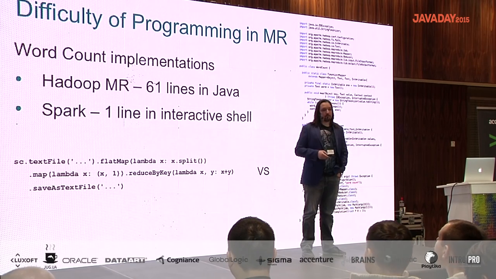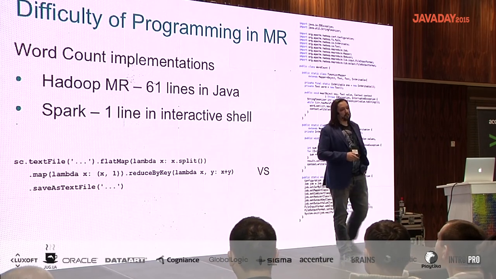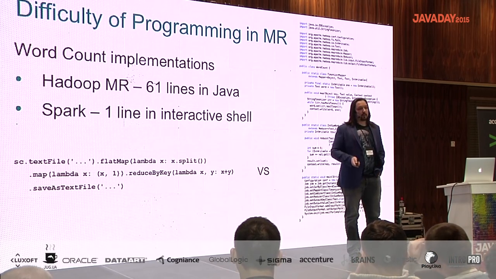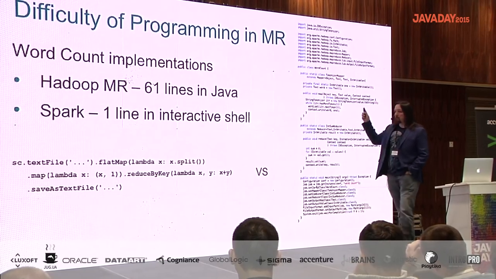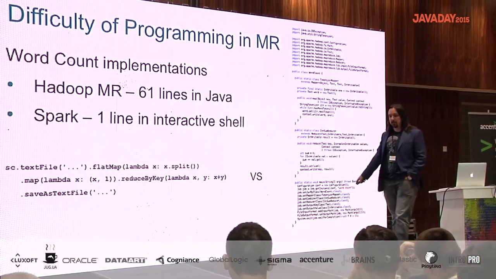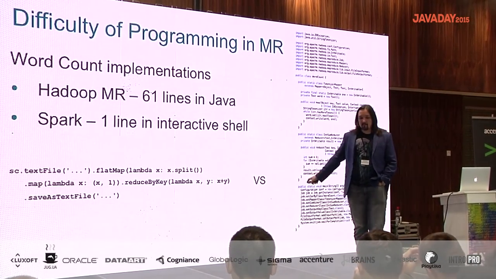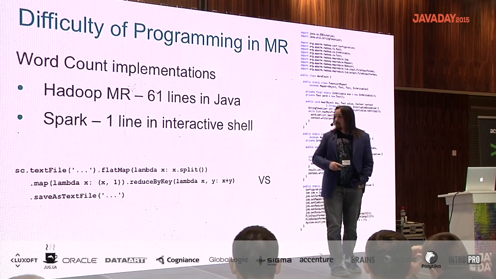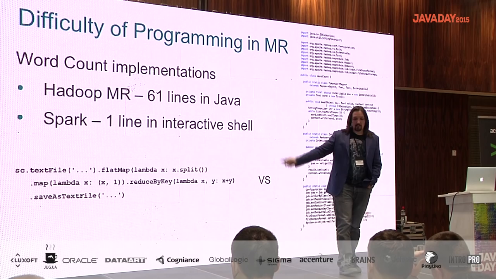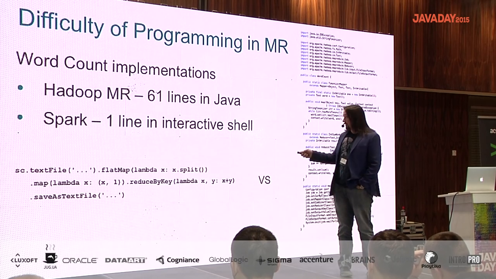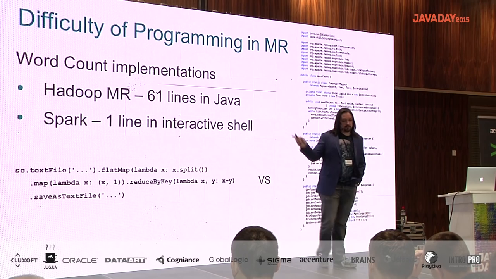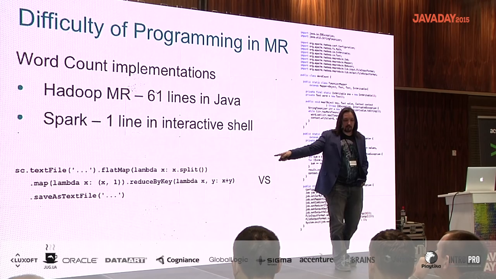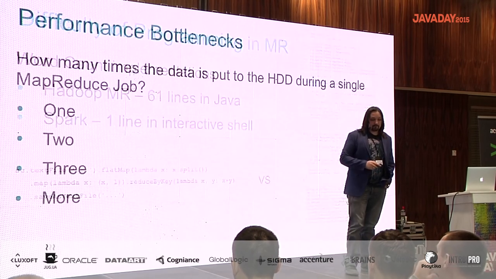Okay, here is an example of difficulty of programming in MapReduce. On the right-hand side, you can see the code of a typical word count. It has implementation of the mapper, it has implementation of the reducer and the main task. It's not the final implementation, it doesn't implement configurable and so on, so it's even not final. And here is how it will look like in Spark. Here I use PySpark just because I like it the most. In general it's one line, but you can write it in a number of lines if you like.